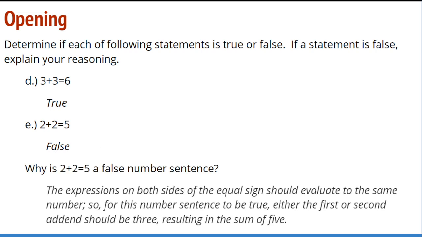And an explanation for why it's a false number sentence: the expressions on both sides of the equal sign should evaluate to the same number. This equal sign means that what is over here on the left-hand side is of equal value to what is here on the right-hand side. So for this number sentence to be true, either the first or second addend, this 2 or this 2, would need to be changed to a 3.